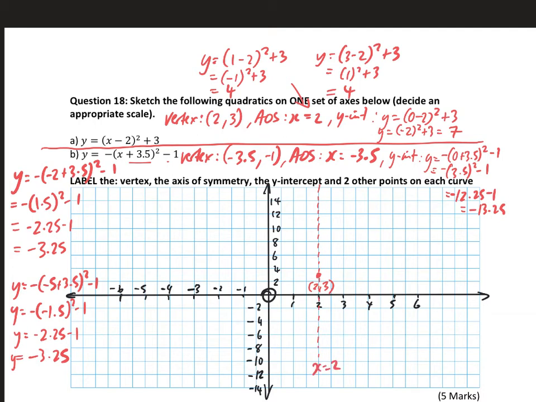The y-intercept is when y is equal to 7. X 0, y 7, 0, 7. 2 other points when x was 1, y was 4, 1, 4. When x was 3, y was also 4, 3, 4. That's my curve. So it's a wide boy there.